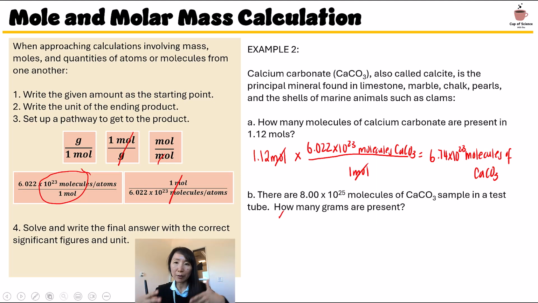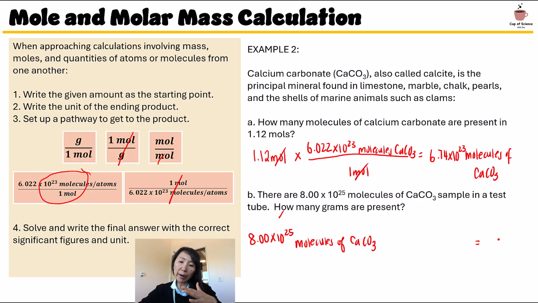Molecules of calcium carbonate. Next one, it says there are 8.00 times 10 to the 25 molecules of calcium carbonate in a test tube. How many grams are present? So the starting value is 8.00 times 10 to the 25th molecules of calcium carbonate. My ending is grams of that.